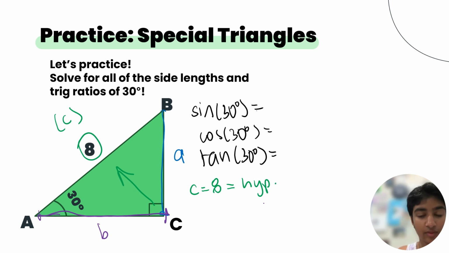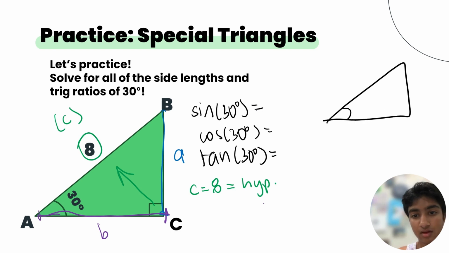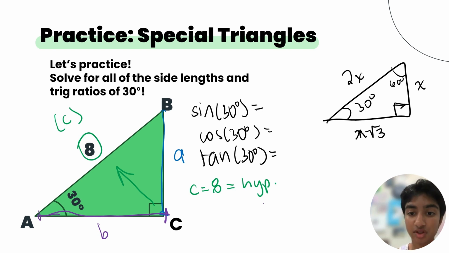So then if you remember the ratios for the 30, 60, 90 triangle, remember that one angle is 30, one is 60 degrees, and one is 90 degrees. And then this is x root 3, this is 2x. So the side adjacent to the 30 degrees is always x root 3, and the side adjacent to the 60 degrees is always x. And the hypotenuse is always 2x.